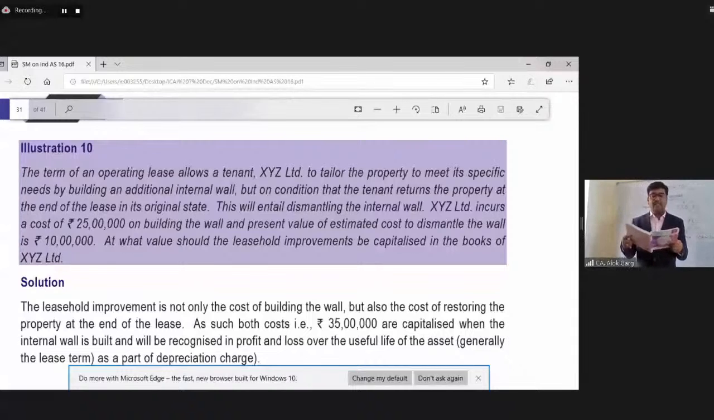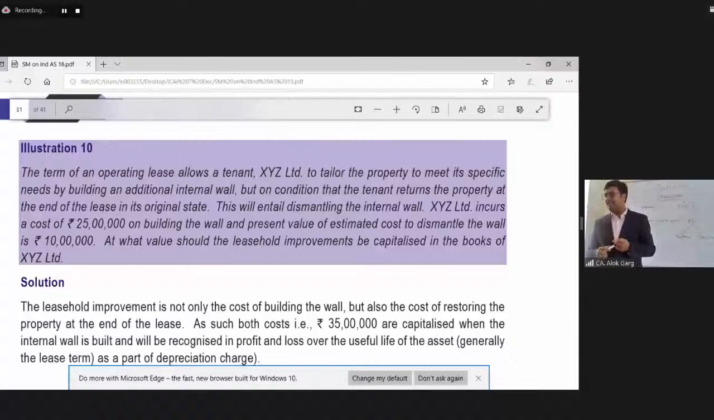So friends, in this case, the leasehold improvement is not only the cost of building the wall but also the cost of restoring the property at the end of the lease. Hence both costs, 25 lakh plus 10 lakh, and I'm assuming this 10 lakh is also a present value, so 35 lakh is capitalized when the internal wall is built and will be recognized in profit or loss over the useful life. It is the same concept: if you are acquiring premises on a lease basis, and you are doing any renovation, and there is a site restoration obligation cost attached to that renovation, it is required to be capitalized. As simple as that. This is the concept of illustration number 10.